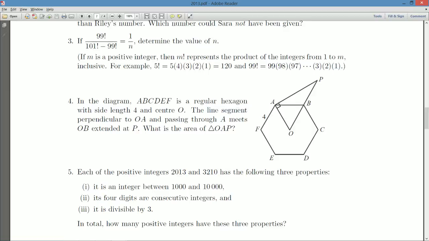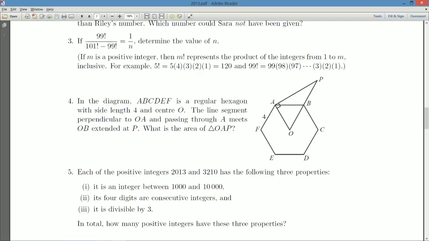That's what makes it the center. The line segment perpendicular to OA and passing through A meets the extended line OB at point P. So we take OB, we extend it off, and then we have OA, we take the line perpendicular, and eventually those two meet at P. What is the area of triangle OAP?